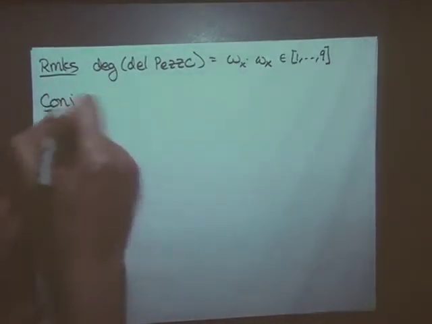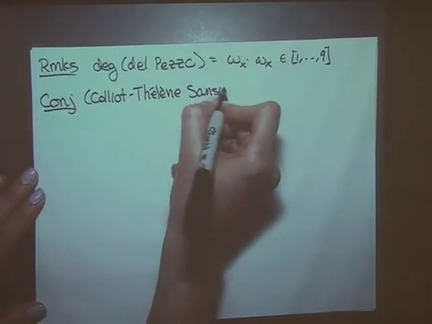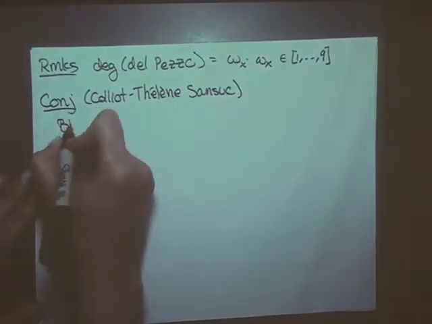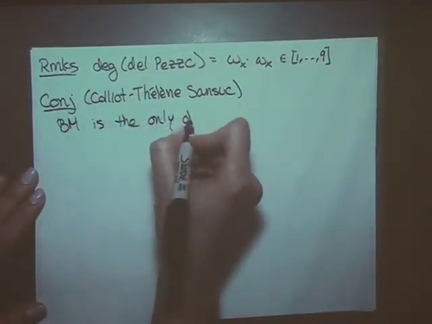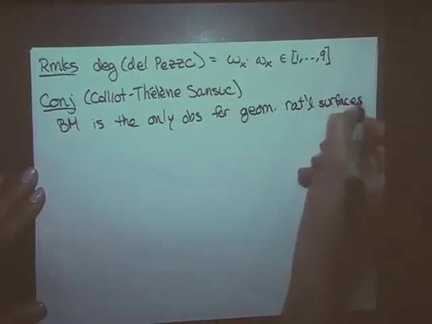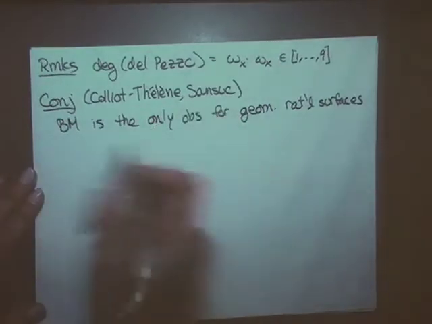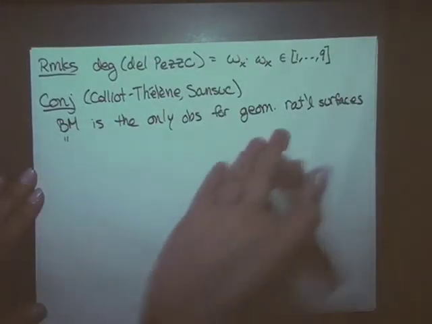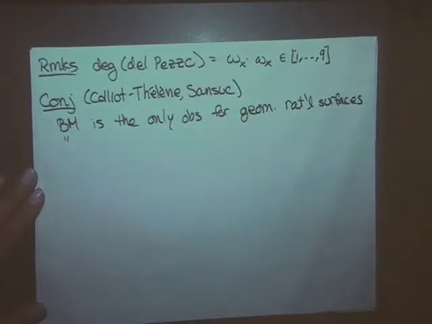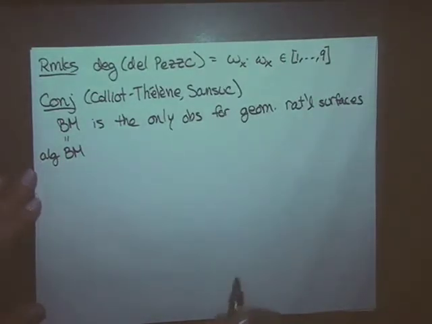So for these rational surfaces, we have a conjecture of Colliot-Thélène and Sansuc, that Brauer-Manin is the only obstruction for geometrically rational surfaces, so for rational conic bundles and Del Pezzo surfaces. And in this case, for geometrically rational surfaces, their whole Brauer group is algebraic because the Brauer group of P2 over an algebraically closed field is trivial. So every Brauer class on a geometrically rational surface becomes trivial over the algebraic closure. So this is the same as the algebraic Brauer-Manin obstruction being the only obstruction for geometrically rational surfaces.